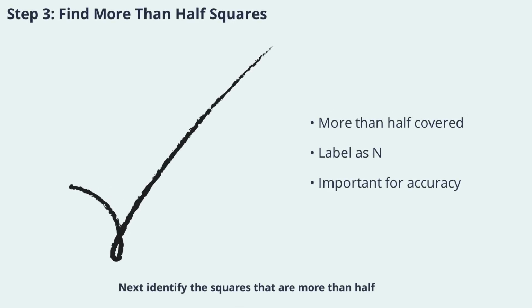Next, identify the squares that are more than half covered by your shape but not completely filled. These are your N squares. They contribute significantly to the area, so count them carefully. This step helps you capture the parts of the shape that don't fit neatly into full squares.